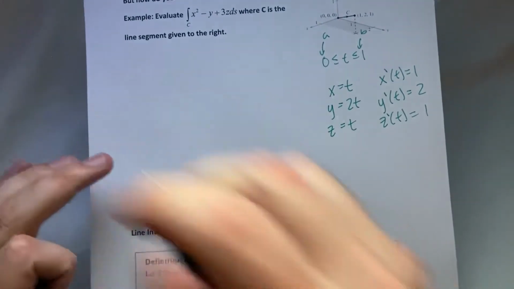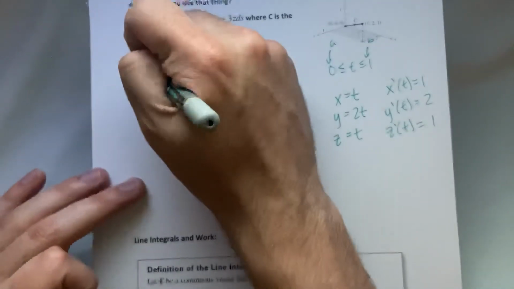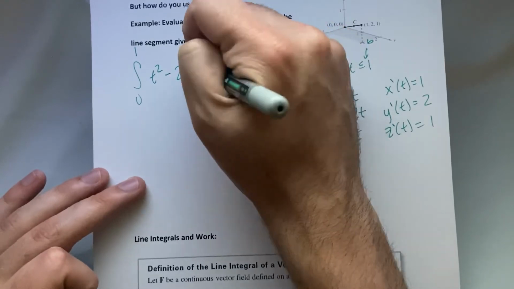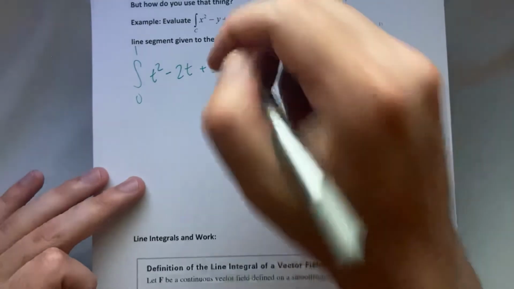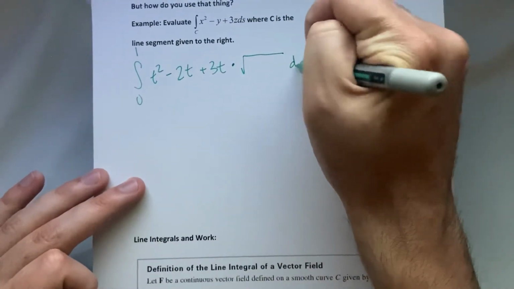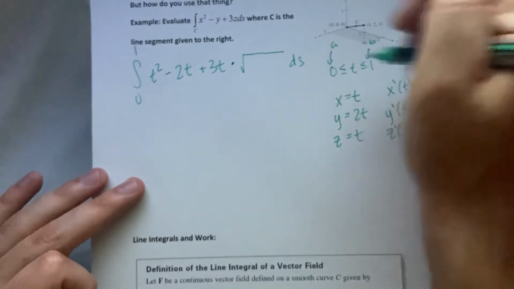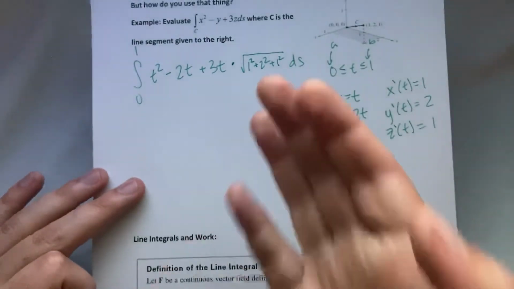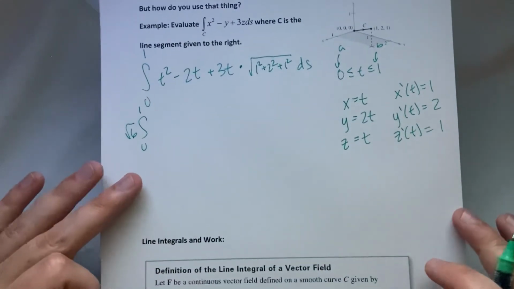Now it says that this integral should be from 0 to 1 of our function, but our function will be converted into terms of t. So instead of x squared, we now have t squared. Instead of y, we have 2t. Instead of 3z, we have 3t. Times the square root of all of our terms added together. So that would be 1 squared plus 2 squared plus 1 squared, all of these derivatives, which is 6.